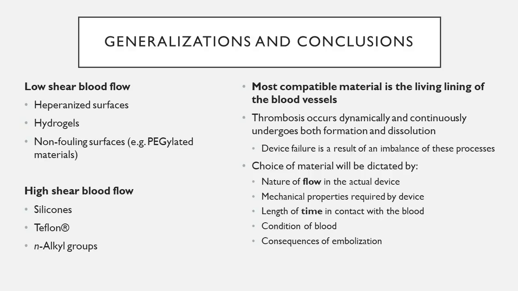Now, in conclusion, what I really would have liked to end this lecture with is a list of good blood compatible components that are commonly used today in different conditions. Unfortunately, there is no list of just great materials. There are some materials that are used in some conditions. For low shear blood flow conditions, we like to use heparinized surfaces, hydrogels, or non-fouling materials like those with self-assembled monolayers or pegylated materials. For high shear blood flow conditions, we like to use silicones, Teflons, or any hydrophobic polymers made up of N-alkyl chains.